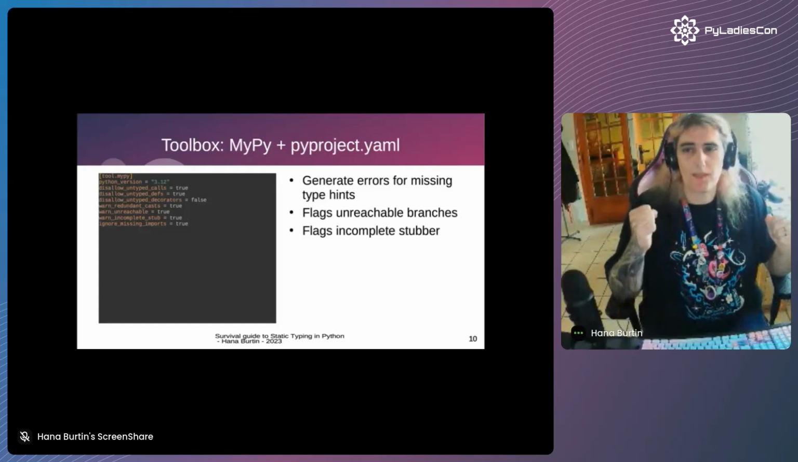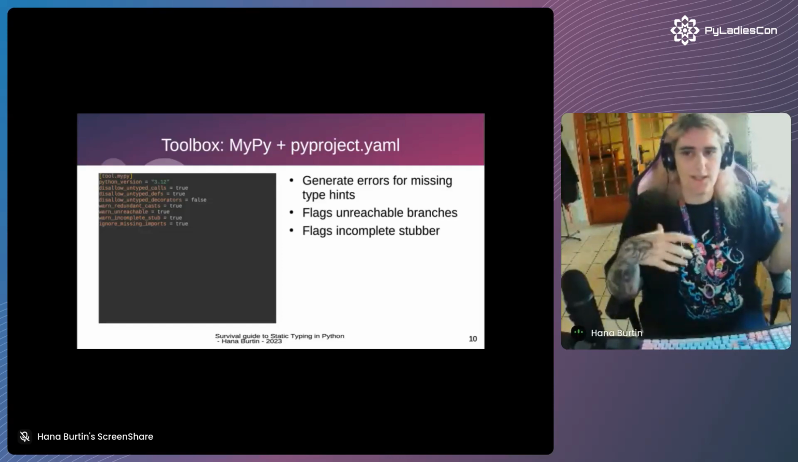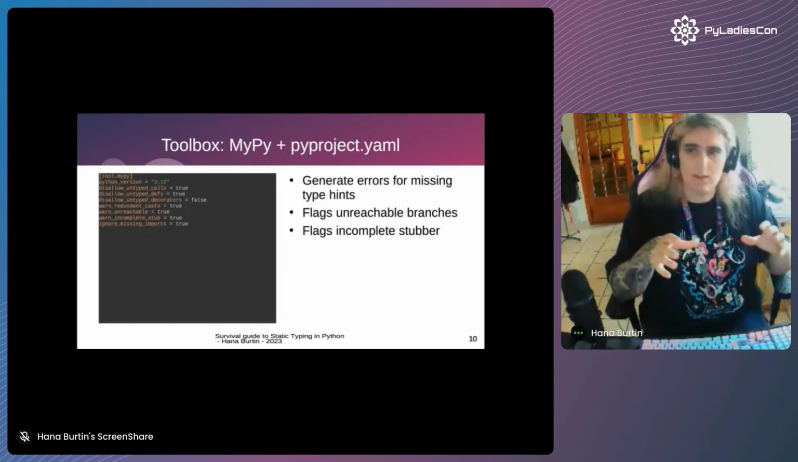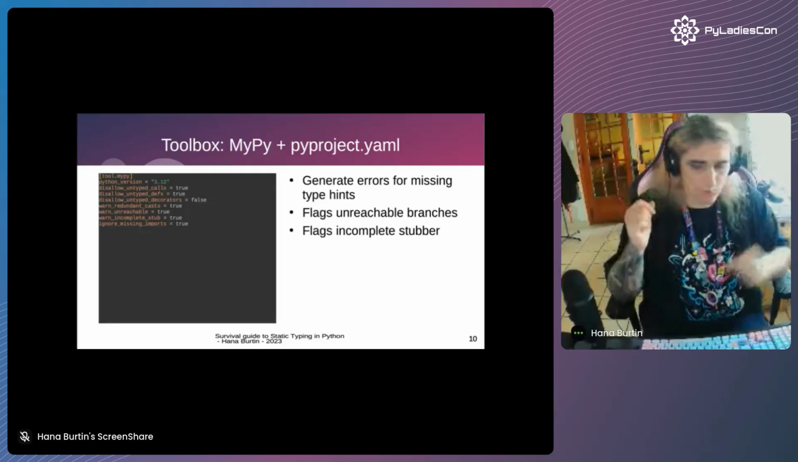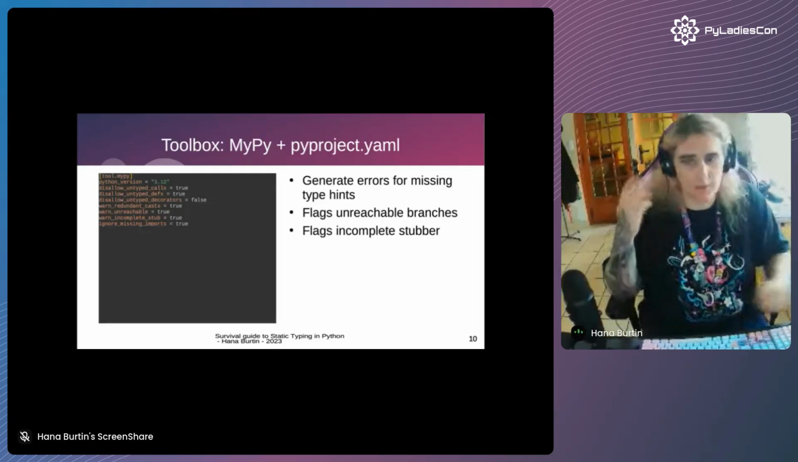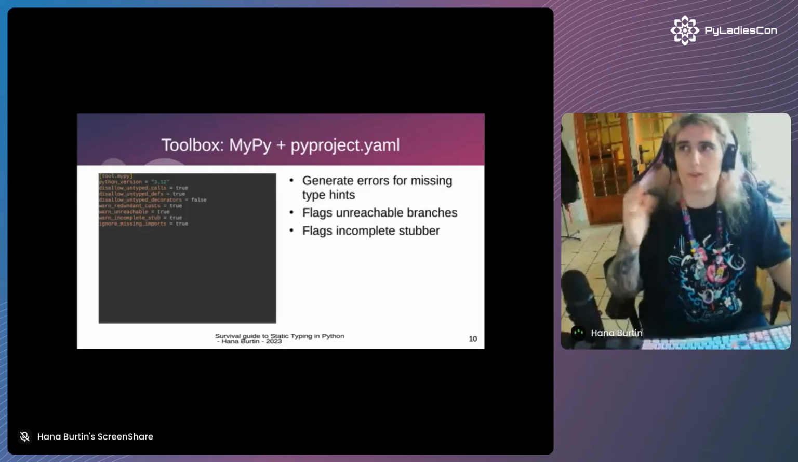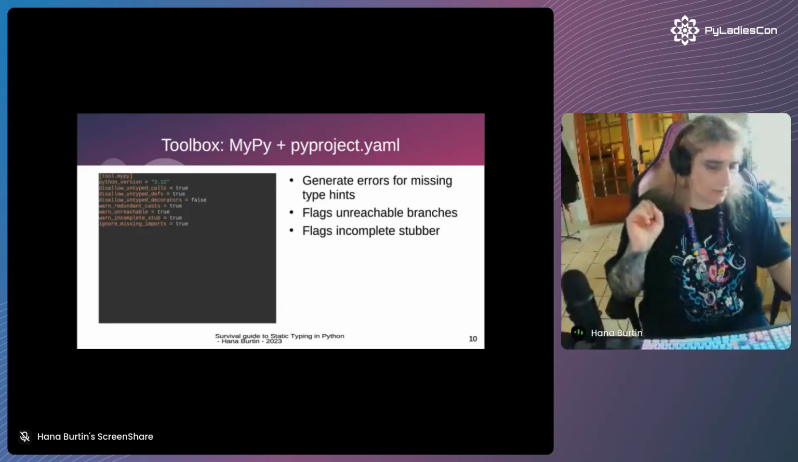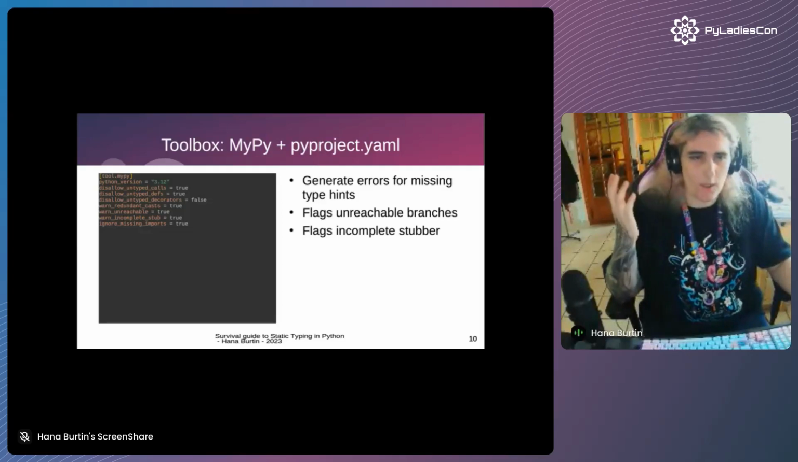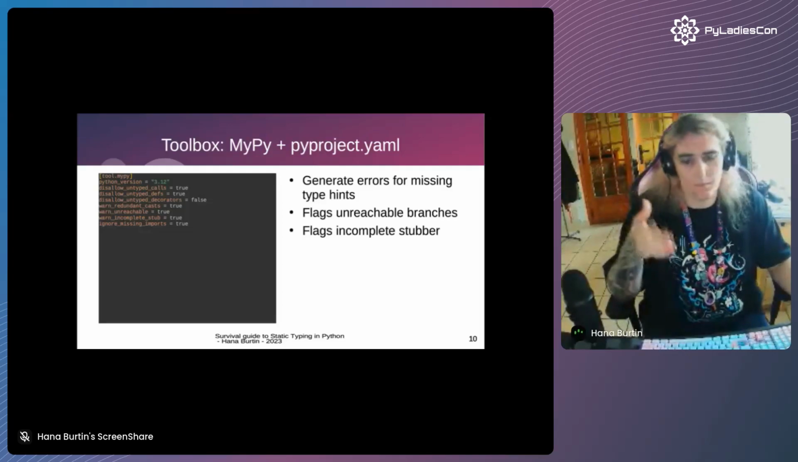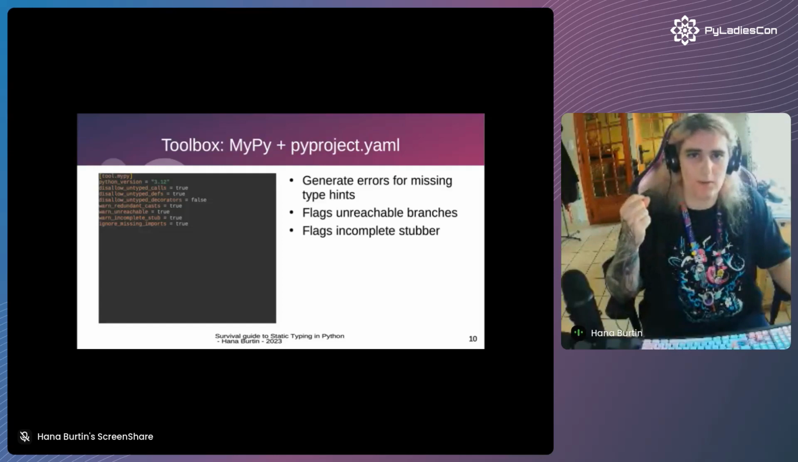That will help you to see if you have redundant casts, if you have stubs that are not complete, and if you are missing any part. You can also set MyPy to tell you if you are doing an assert that is never going to be true. That's something we will see just a bit later with the dynamic typing that you can use in Python.